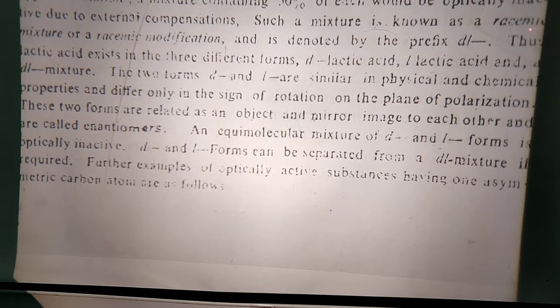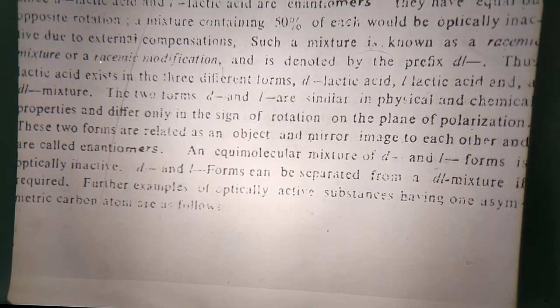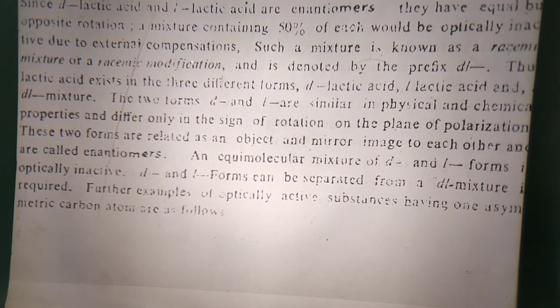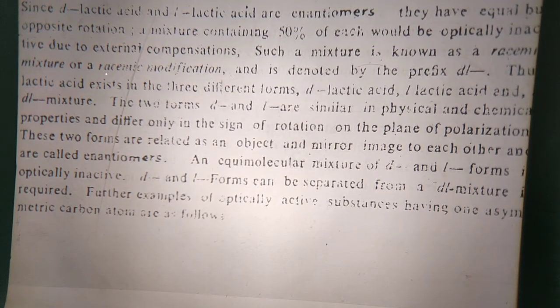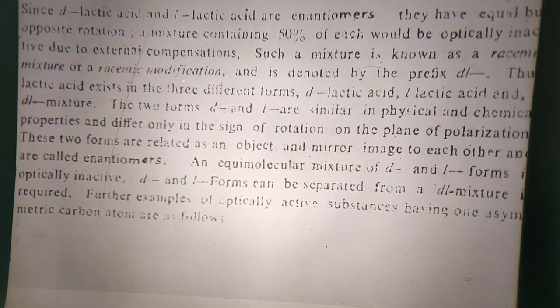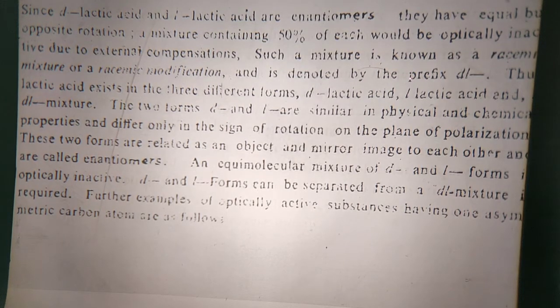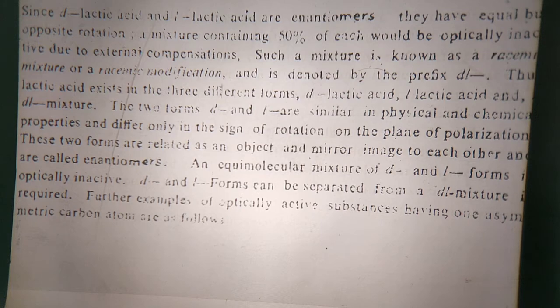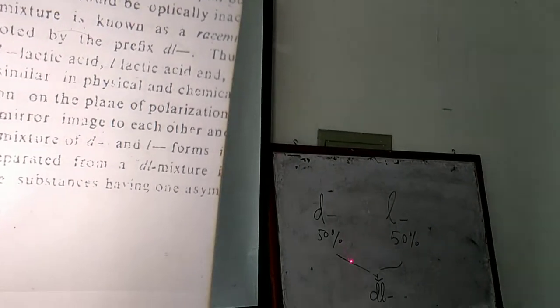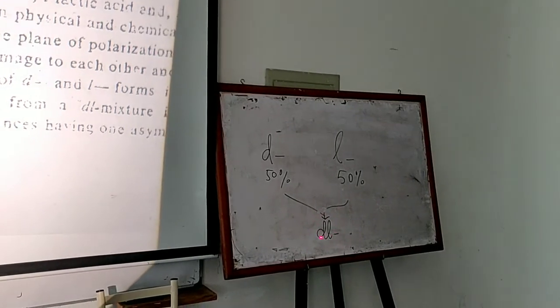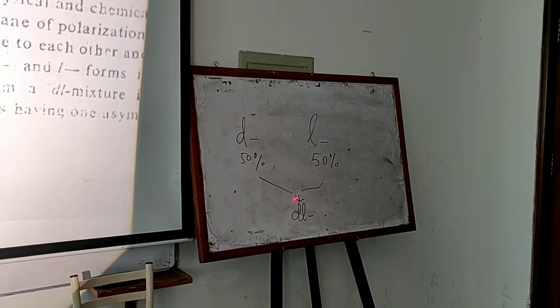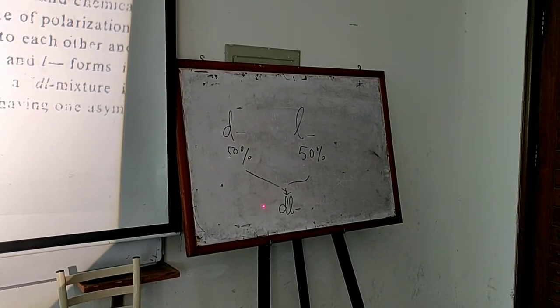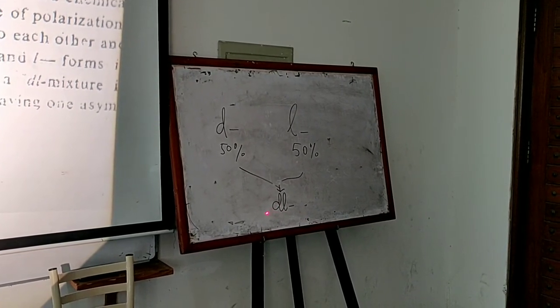Such a mixture is known as a racemic mixture or racemic modification. A racemic mixture, or racemic modification, is denoted by the prefix DL-. As I mentioned here, D 50%, L 50%. When they mix together, they are converted to DL-, which is a racemic mixture, also called a racemic modification.